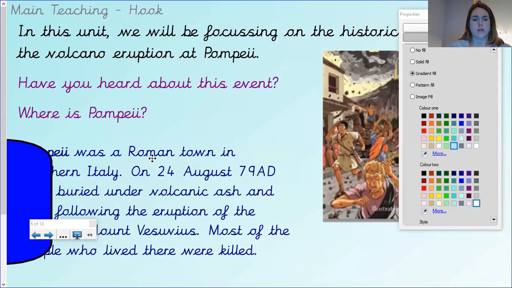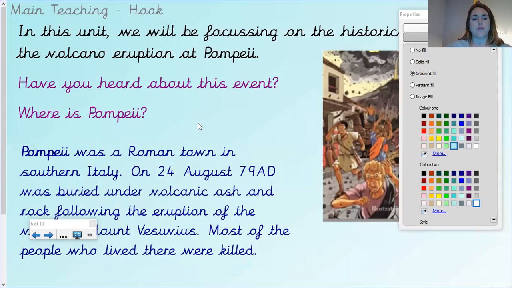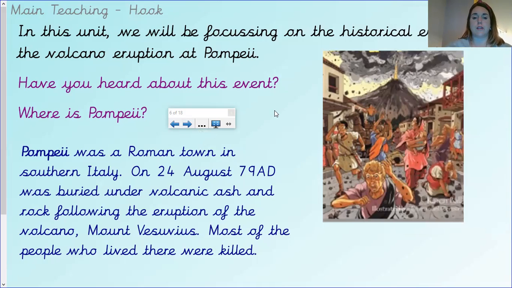Pompeii was a Roman town in southern Italy. On the 24th of August 79 AD, it was buried under volcanic ash and rock following the eruption of the volcano Mount Vesuvius. Most of the people who lived there were sadly killed. We are going to be focusing on a story this term, which is based on this tragic event.